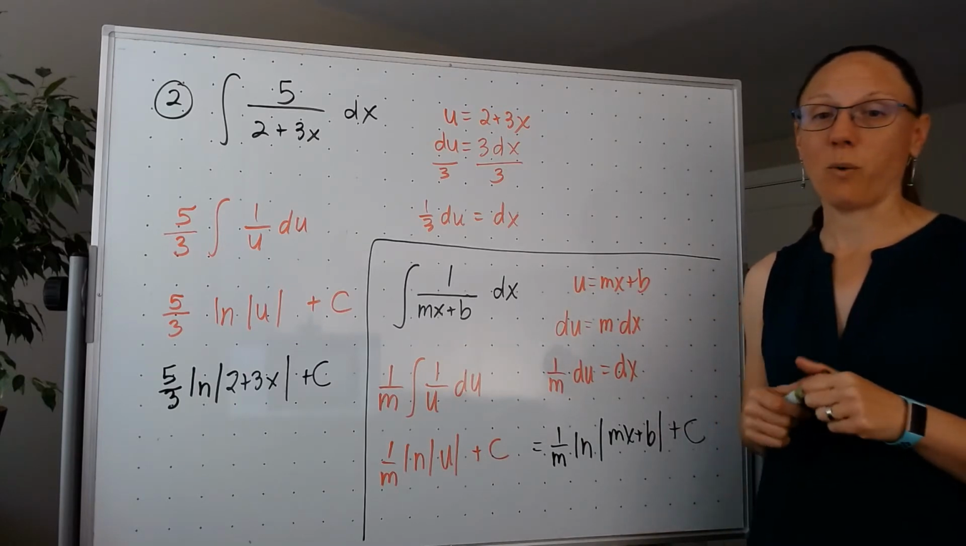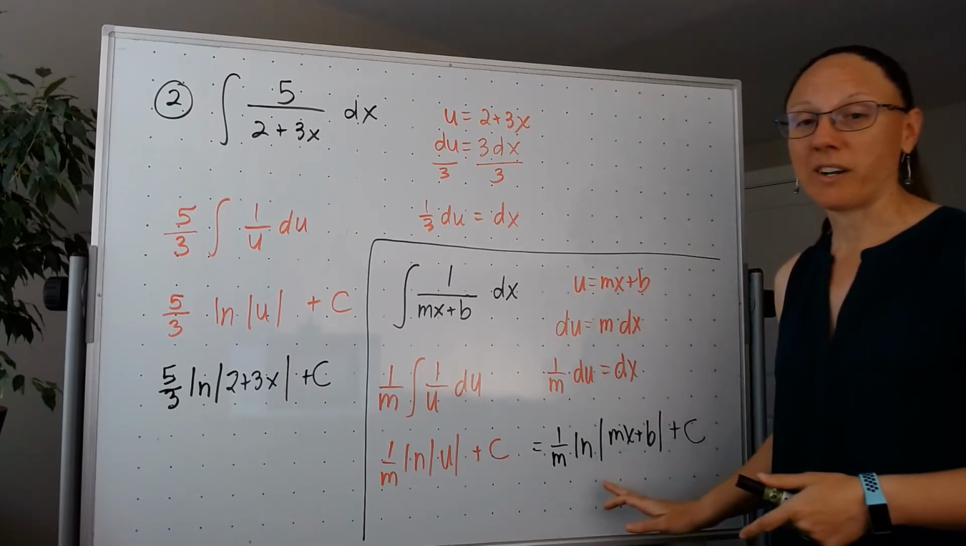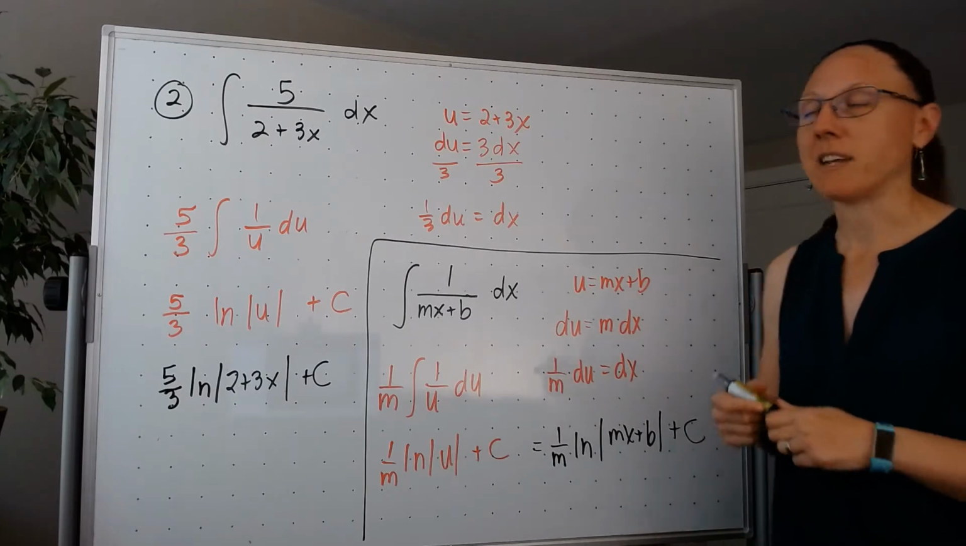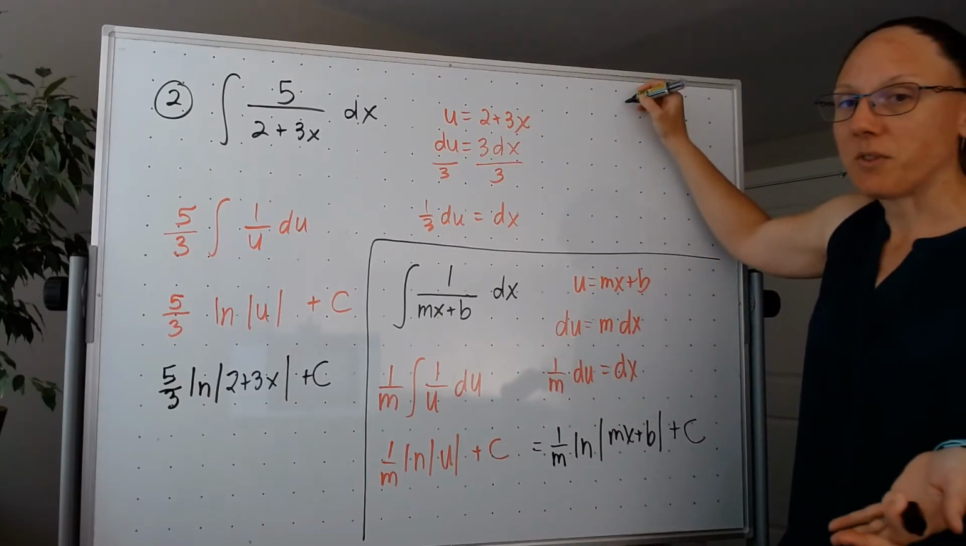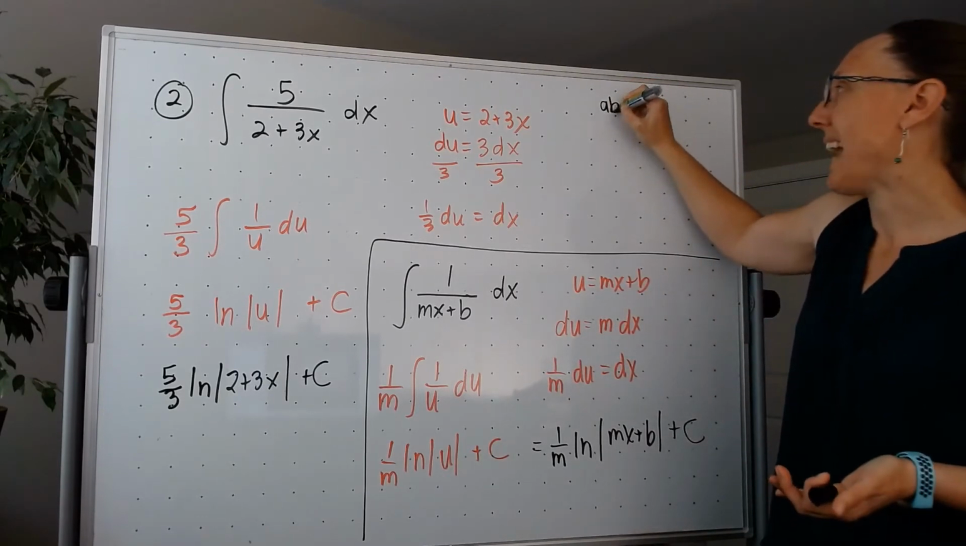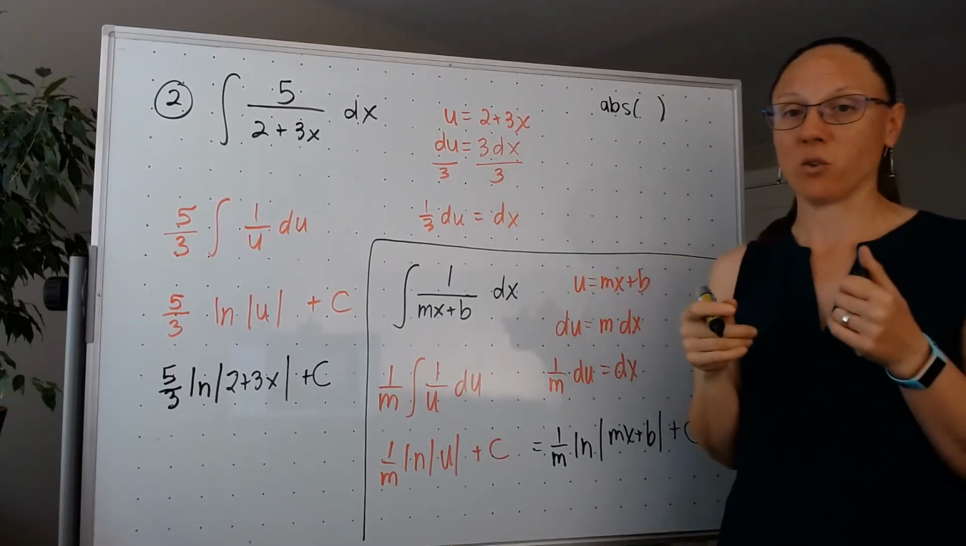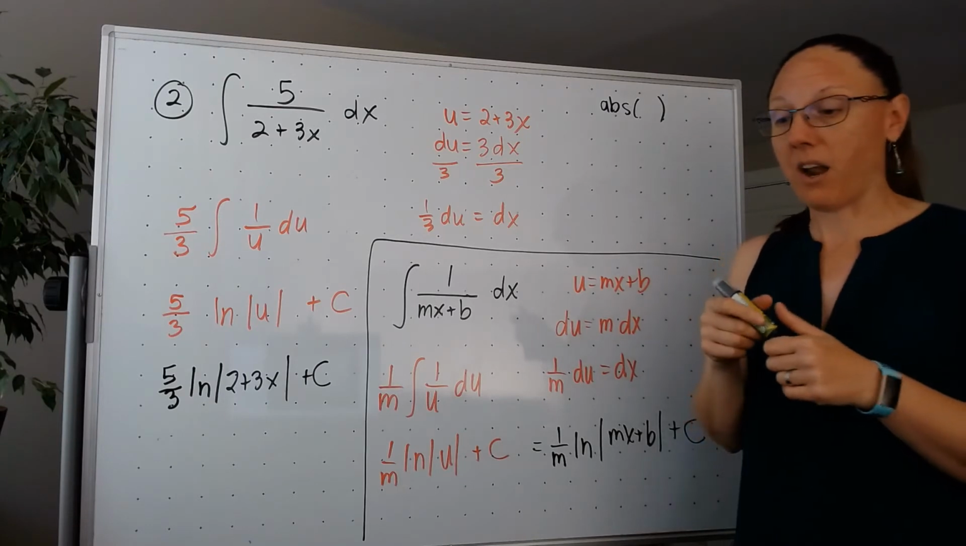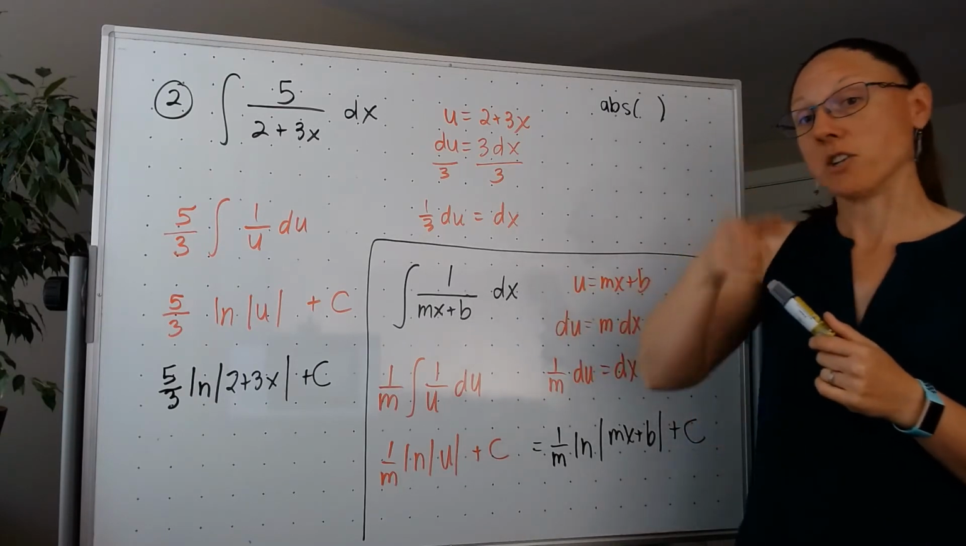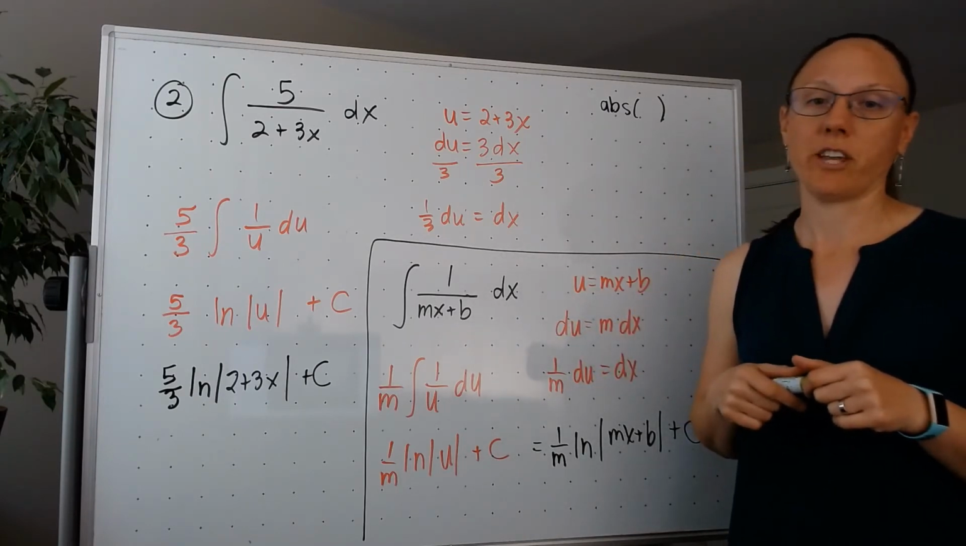Just one little note for WeBWorK here. It is important that we include those absolute value signs. And there are 2 ways to do that in WeBWorK. One is to use ABS and then put in parentheses whatever you wanted to be an absolute value. Or if you have a full keyboard, you can just use the vertical line key on your keyboard for that.